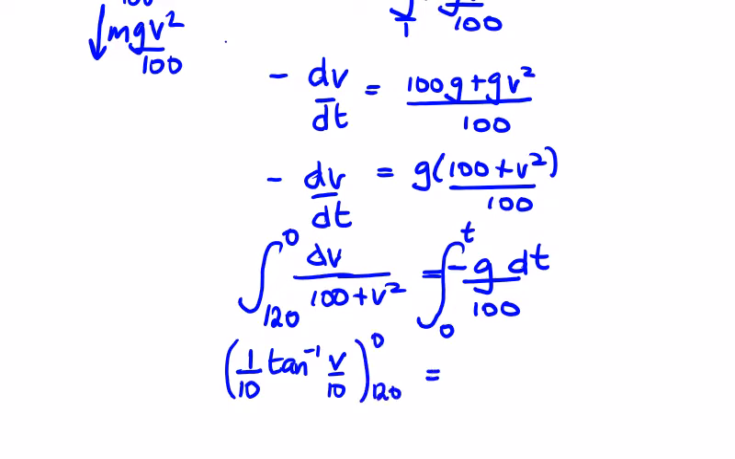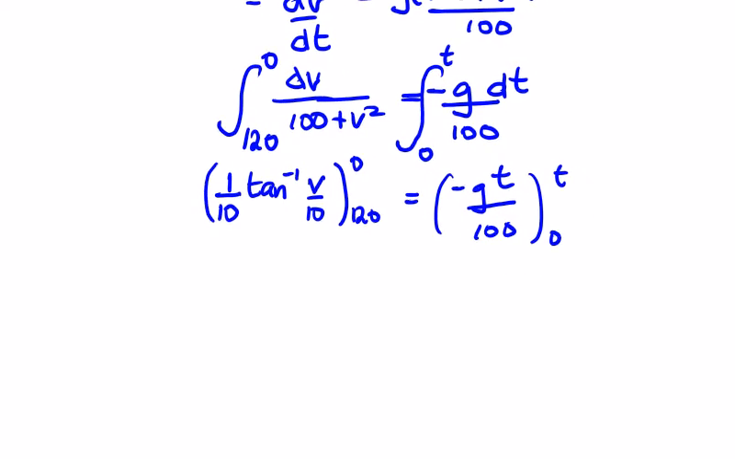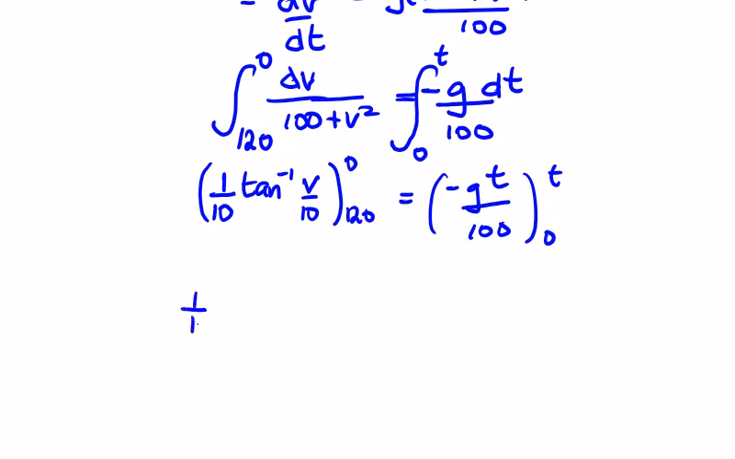The 0 won't give me a value. This is going to be equal to minus g, and we'll bring up the t when we integrate, over 100 between t and 0. So we're going to get 1 over 10 by the inverse tan of 0, which is going to be 0, minus, so that hopefully will give us two positives, minus 1 over 10 by the inverse tan of 120 over 10, which is 12, will be equal to minus gt over 100.